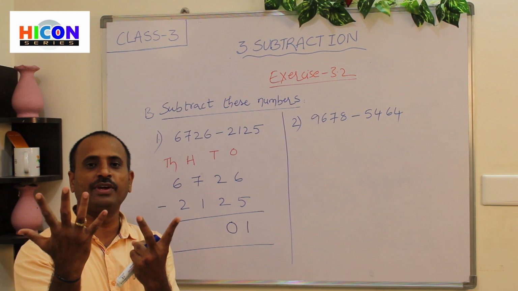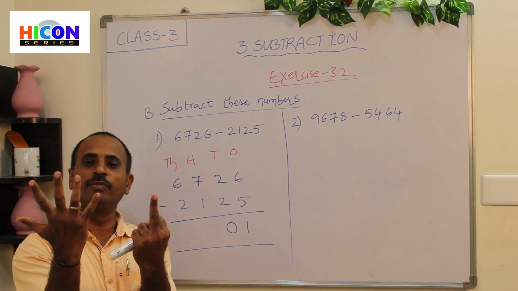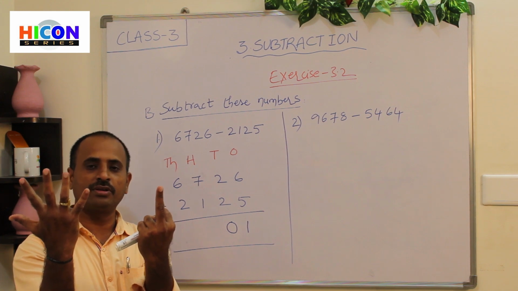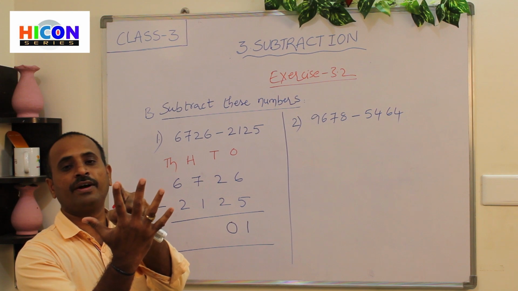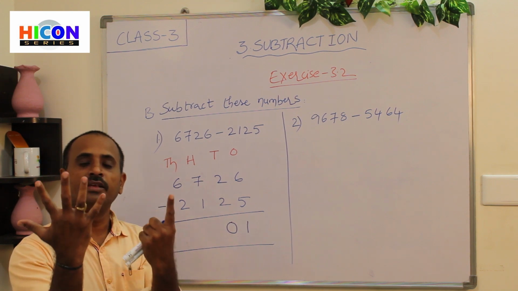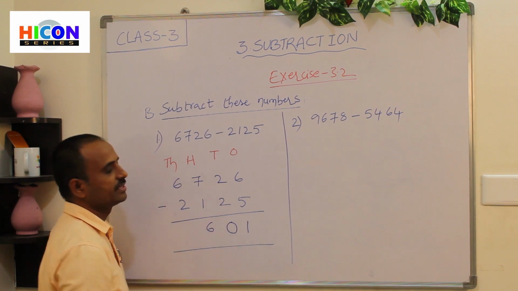So close one finger among these 7 fingers. So children, how many fingers are remaining there? So let us count: 1, 2, 3, 4, 5, 6. So children, there are 6 fingers remaining. So write 6 under hundreds place.